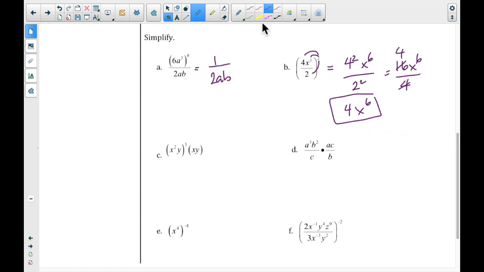And with these, I have to say, there's a lot of different avenues, like what do I do first, what do I do second? There's a lot of different ways to do it, but any way you do it, you should come up with this answer.